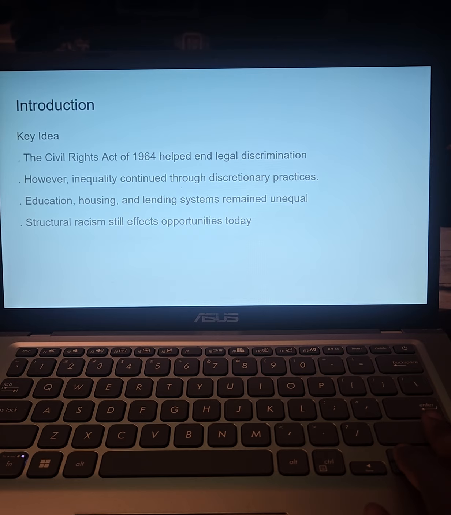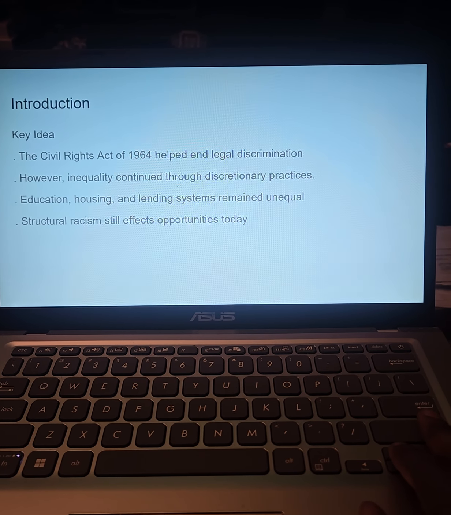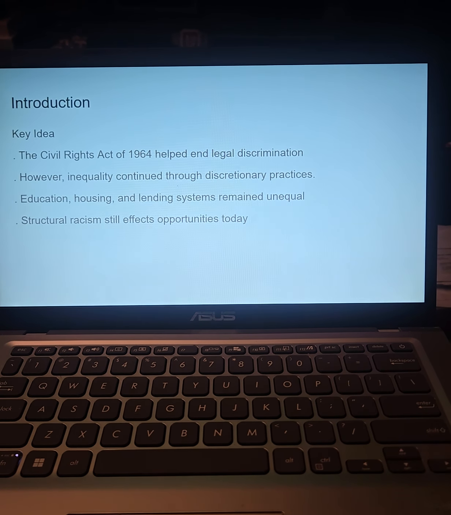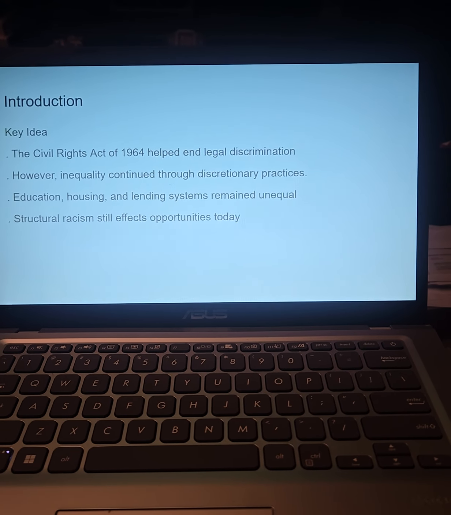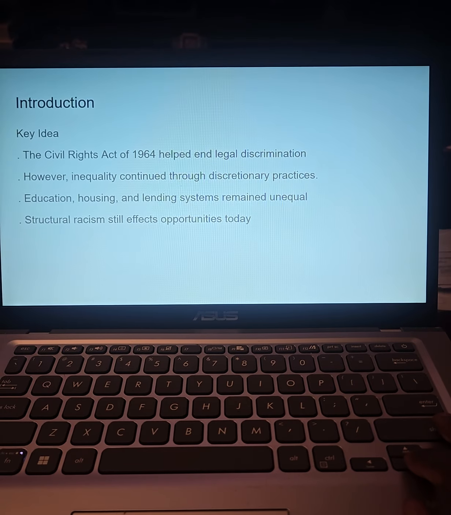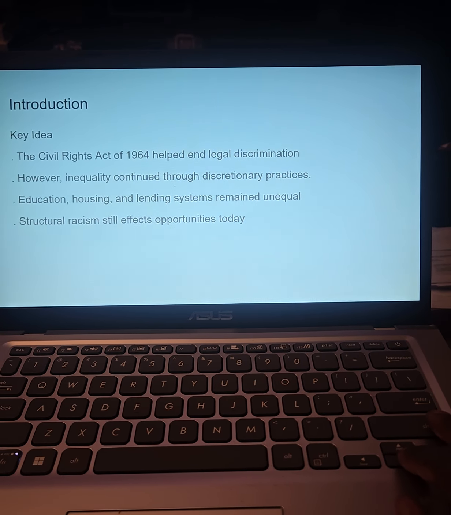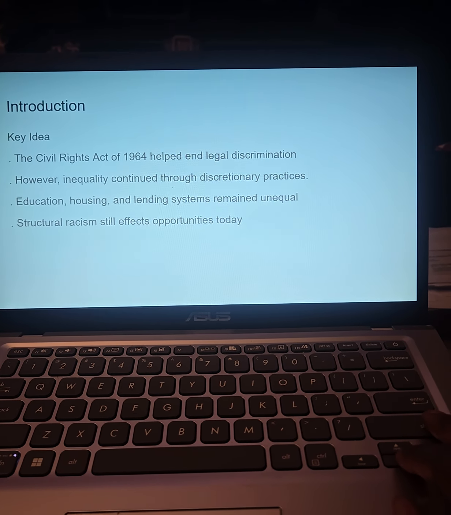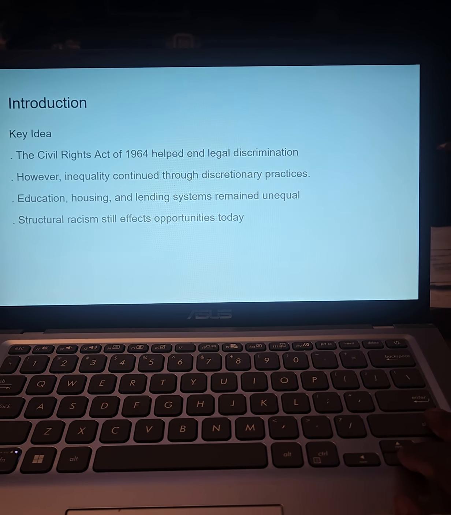I am going to do my slides for the Civil Rights Act of 1964. As you can see here, this is the introduction. What I'm going to go over is a couple of slides on my part of the project. The key thing that I worked on was the Civil Rights Act of 1964 and how it helped in legal discrimination. I'm also going to go into the education, the housing, and lending systems that remain unequal. And then I'm going to go into detail on how that still exists today.